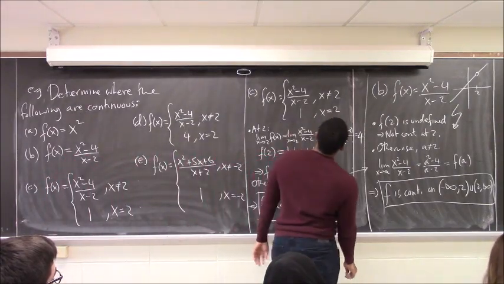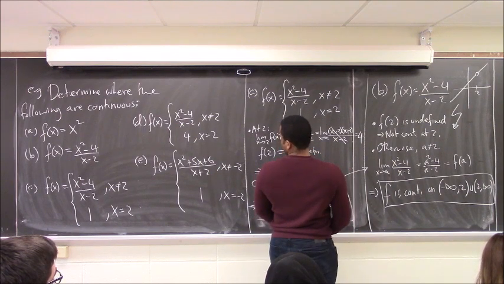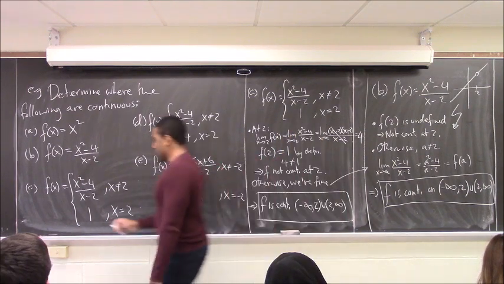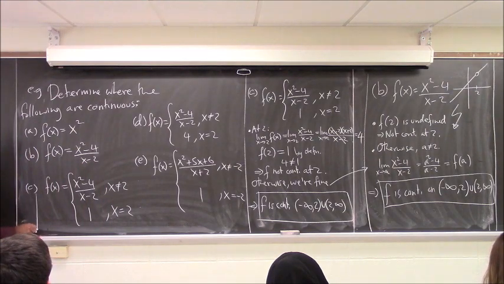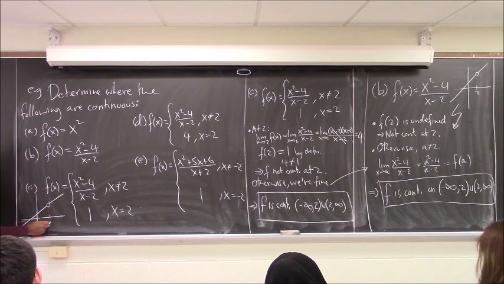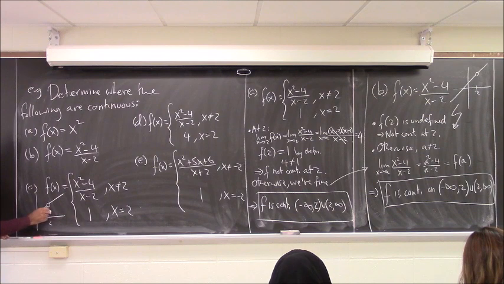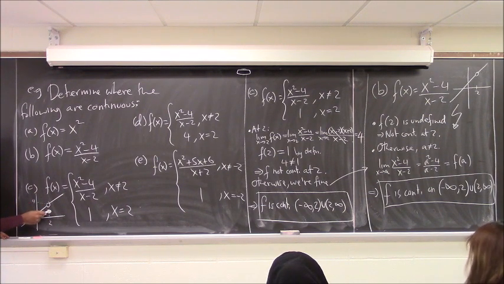In this one, we kind of tried to fix the situation. The graph of this looks very similar. The difference is, at 2, they filled in a point here. So while this is at level 4, they filled in a point that's at level 1.